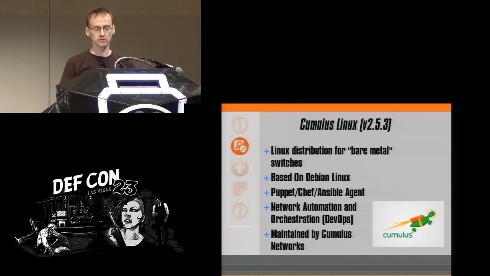Cumulus Linux looked at 2.5.3. It's important to know that I'm looking at the latest versions, right? So I want you to know what those versions were. It is based on Debian Linux as well. You would install Puppet, Chef, Ansible. It's because it's meant for a DevOps environment, right? Managed with the rest of your infrastructure. And it's maintained by Cumulus Networks.